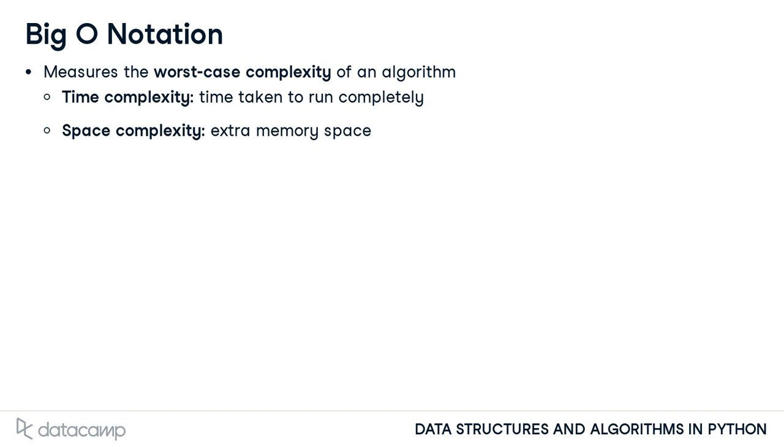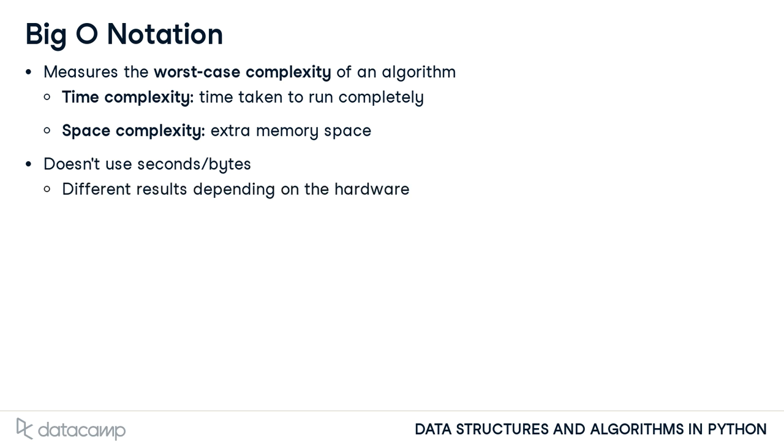required by an algorithm. Big O notation doesn't use seconds to measure time or bytes to measure space, because results can differ based on computer hardware. Instead, we use mathematical expressions like those shown. In this video, we focus on time complexity.